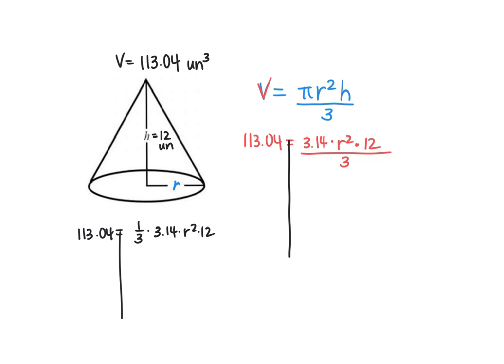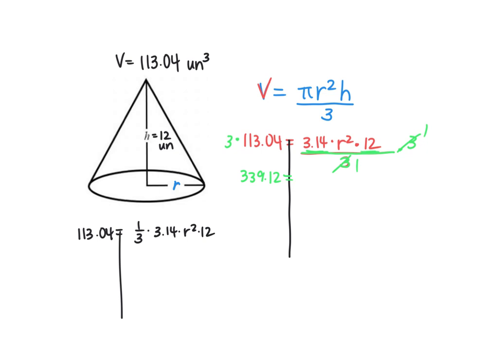So if I do the way in red first, I'm going to have to get rid of this division by 3. So the inverse of dividing by 3 is multiplying by 3. If I times something by 3 and then I divide it by 3, it's just going to be a 1. Now if I times that side by 3, I have to times that side by 3. So I'm going to do 113.04 times 3. I get 339.12 equals on the other side.